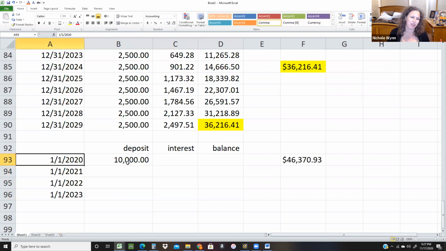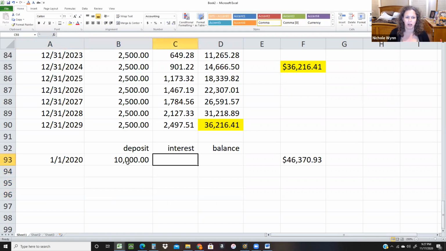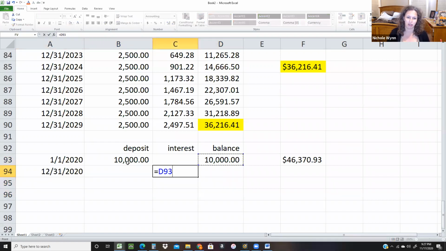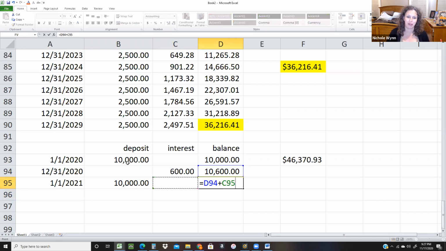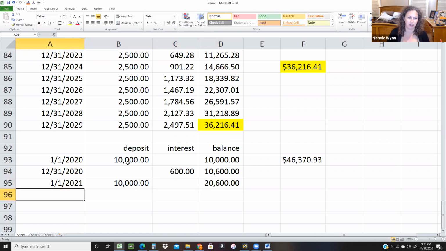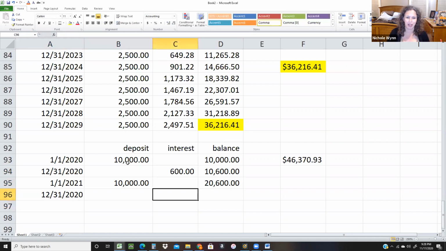So I'm going to make a deposit of $10,000 on 1/1 of 2020. So the balance on 1/1 of 2020 is $10,000. And then I'm going to earn interest on that, 0.06. So at the end of the first year, I have 10,600. And then on 1/1 of 21, I'm going to make another deposit of 10,000. So now my balance is 20,600. And on 12/31/20, I'm going to get the interest on that money. So now at 12/31/20, my balance is 21,836.